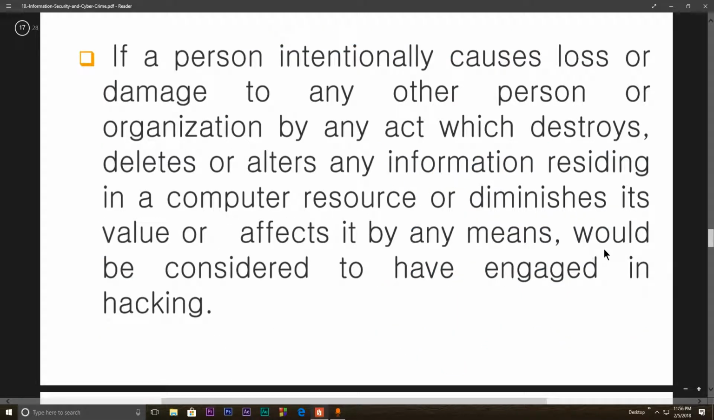What should the law of any country be? It should be that if a person intentionally causes loss or damage to any person or organization by any act which destroys, deletes, or alters any information residing in a computer source, or diminishes its value or affects it by any means, they would be considered to have engaged in hacking. So this concept of deleting, changing, altering without any kind of access, breaking those access points, getting injected into that particular PC and damaging all the information is considered to be hacking.